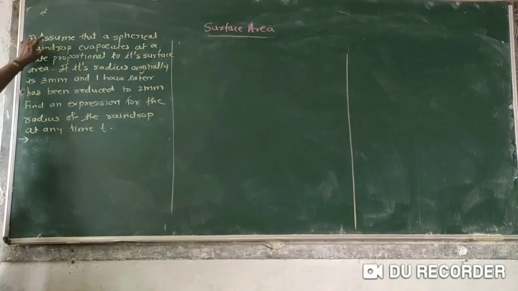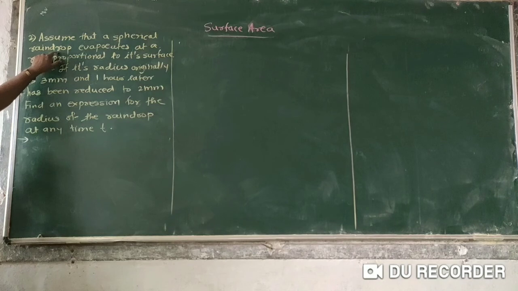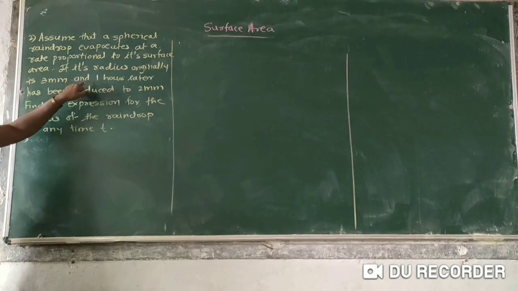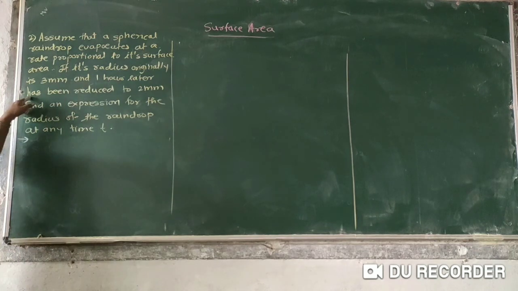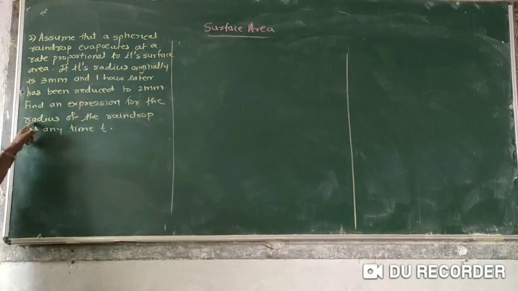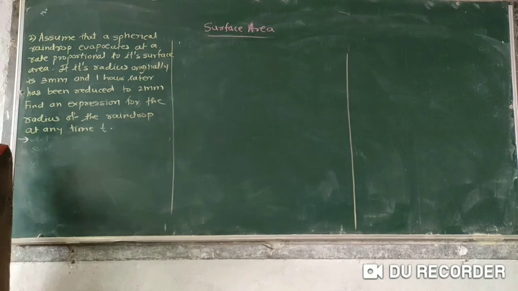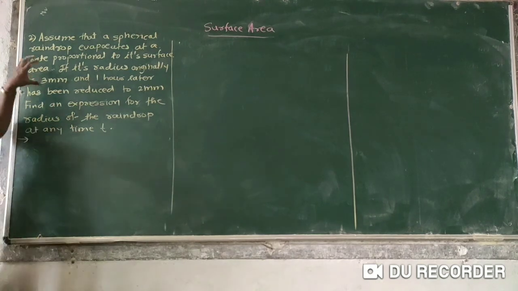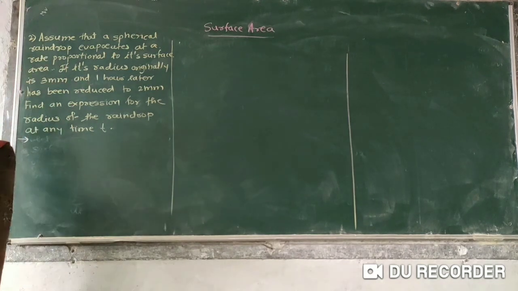Second example: assume that a spherical raindrop evaporates at a rate proportional to its surface area. If its radius originally is 3 mm and 1 hour later it has been reduced to 2 mm, find an expression for the radius of the raindrop at any time t. We have to calculate the radius in terms of t, given the raindrop is spherical.